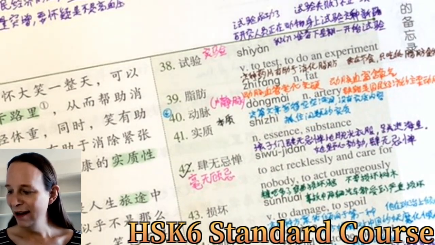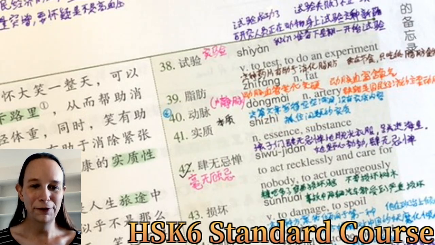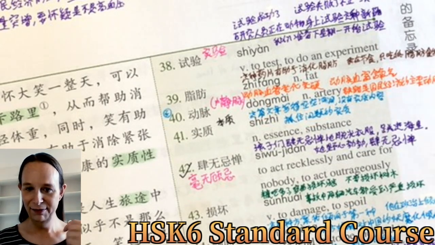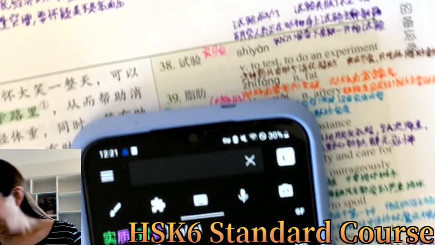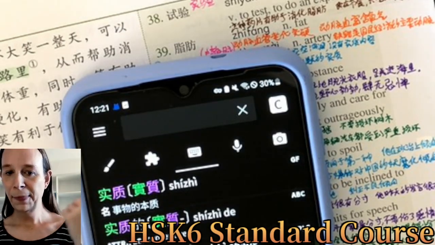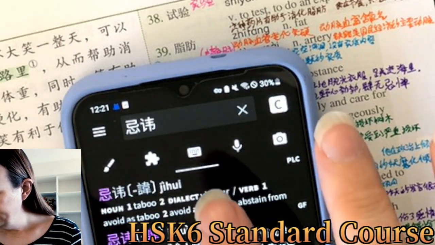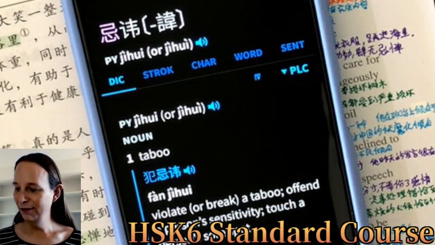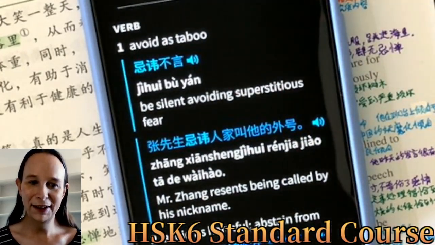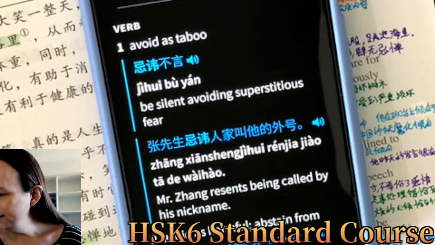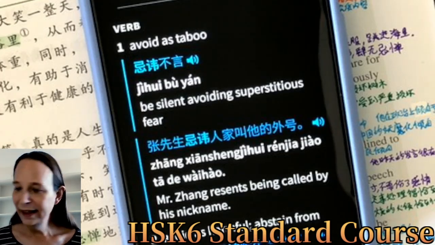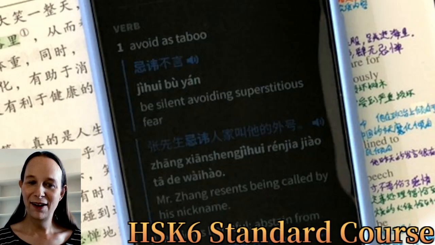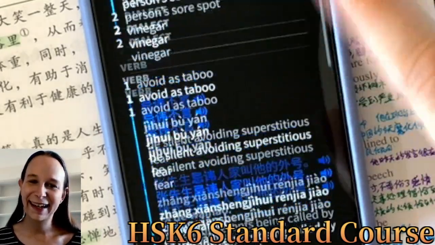实质. Okay. Next is 忌讳, fourth tone, fourth tone. You may recognize 忌 from such words as 忌讳. Fourth tone, neutral tone. Taboo. Both a noun and a verb. Unlike the English taboo, the Chinese taboo can function as a verb. 江先生忌讳人家叫他的外号。So it's like, I don't like it, or when people call me by a nickname. So, 忌讳 something means I don't like it, basically. I avoid it as taboo.